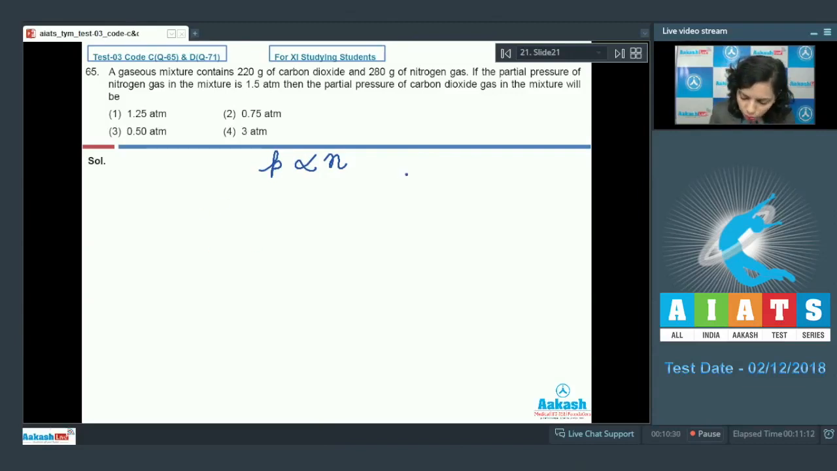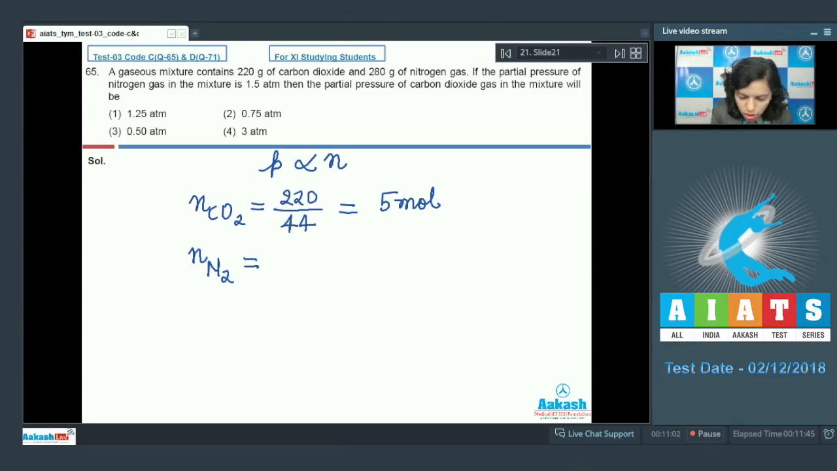So if we talk about carbon dioxide, the moles of CO2 present there are its given mass, that is 220 gram, divided by the molar mass of carbon dioxide, that is 44 gram per mole. And if you solve it, you will find out it is 5 mole. In a similar way, the moles of nitrogen gas is equal to its amount 280 gram divided by its molar mass, that's 28 gram per mole. And that's why 10 moles are present here.